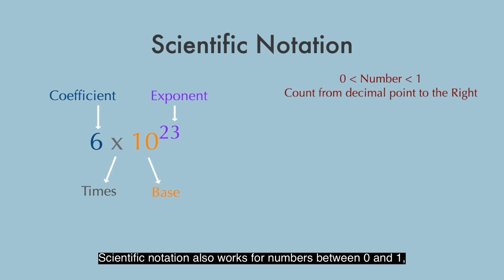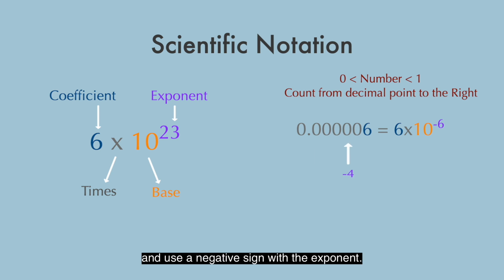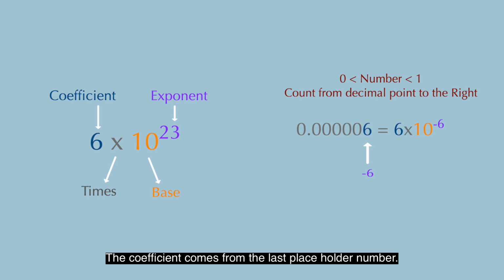Scientific notation also works for numbers between 0 and 1, like 6 millionths, which can be written as 6 times 10 to the minus 6. For these numbers, count from the decimal point to the right and use a negative sign with the exponent. The coefficient comes from the last placeholder number.